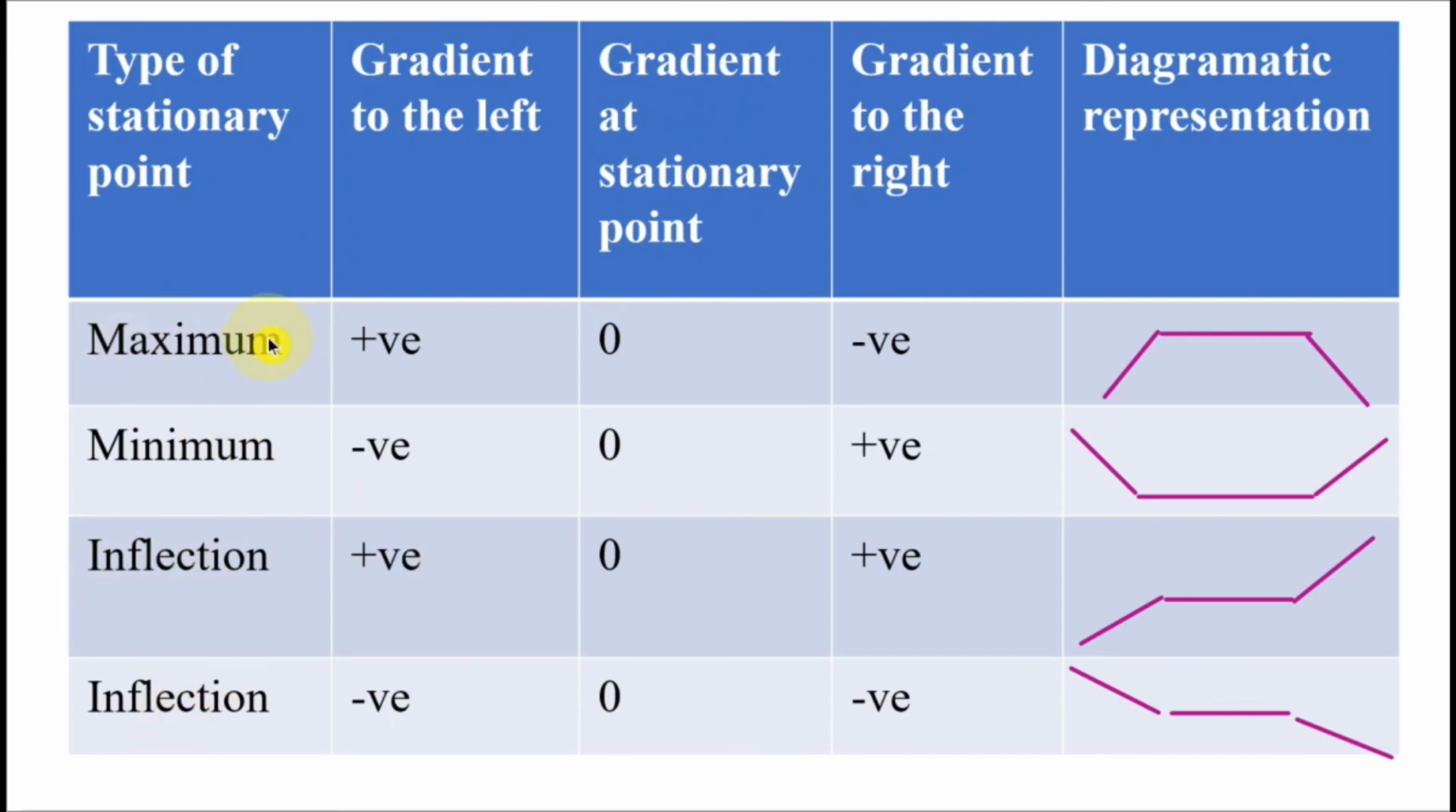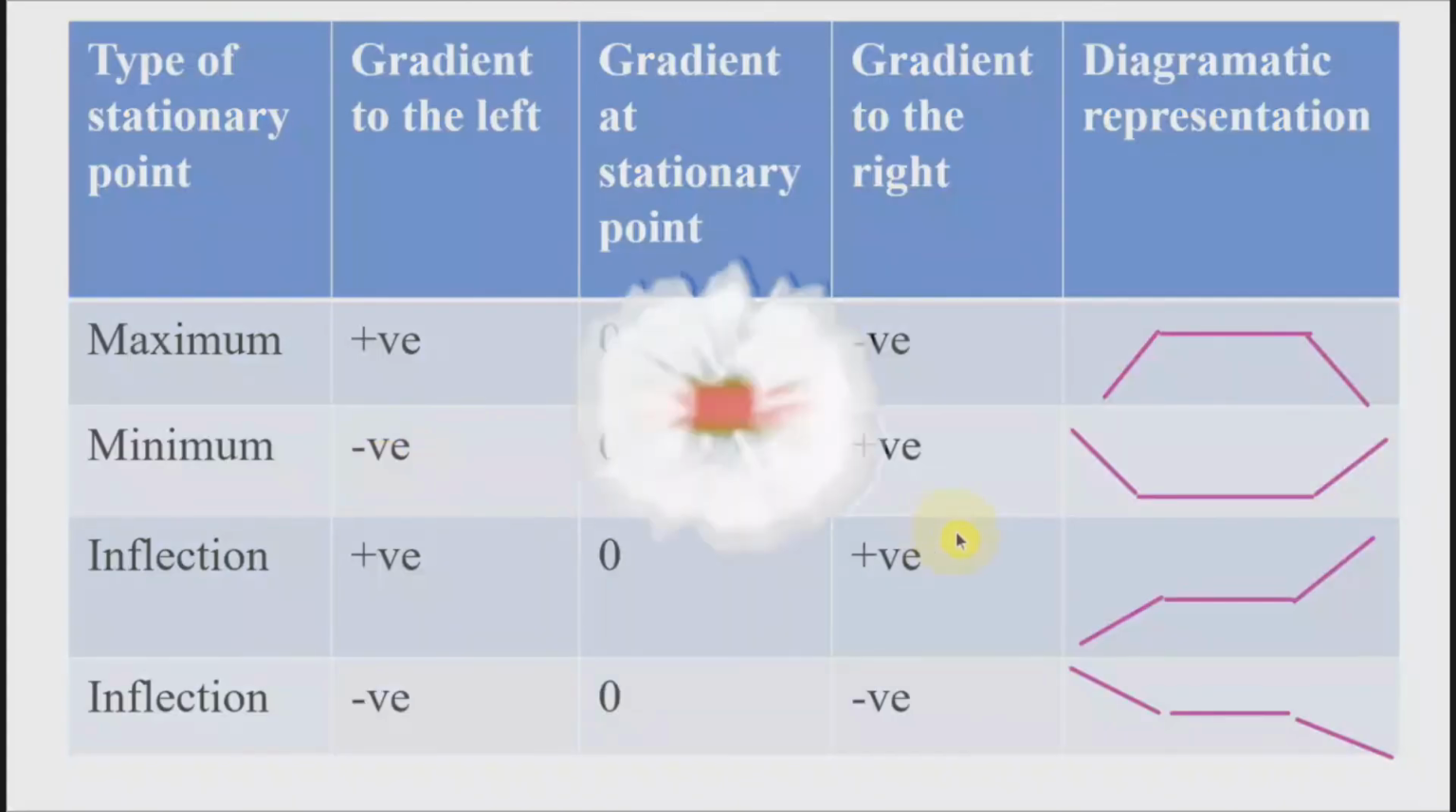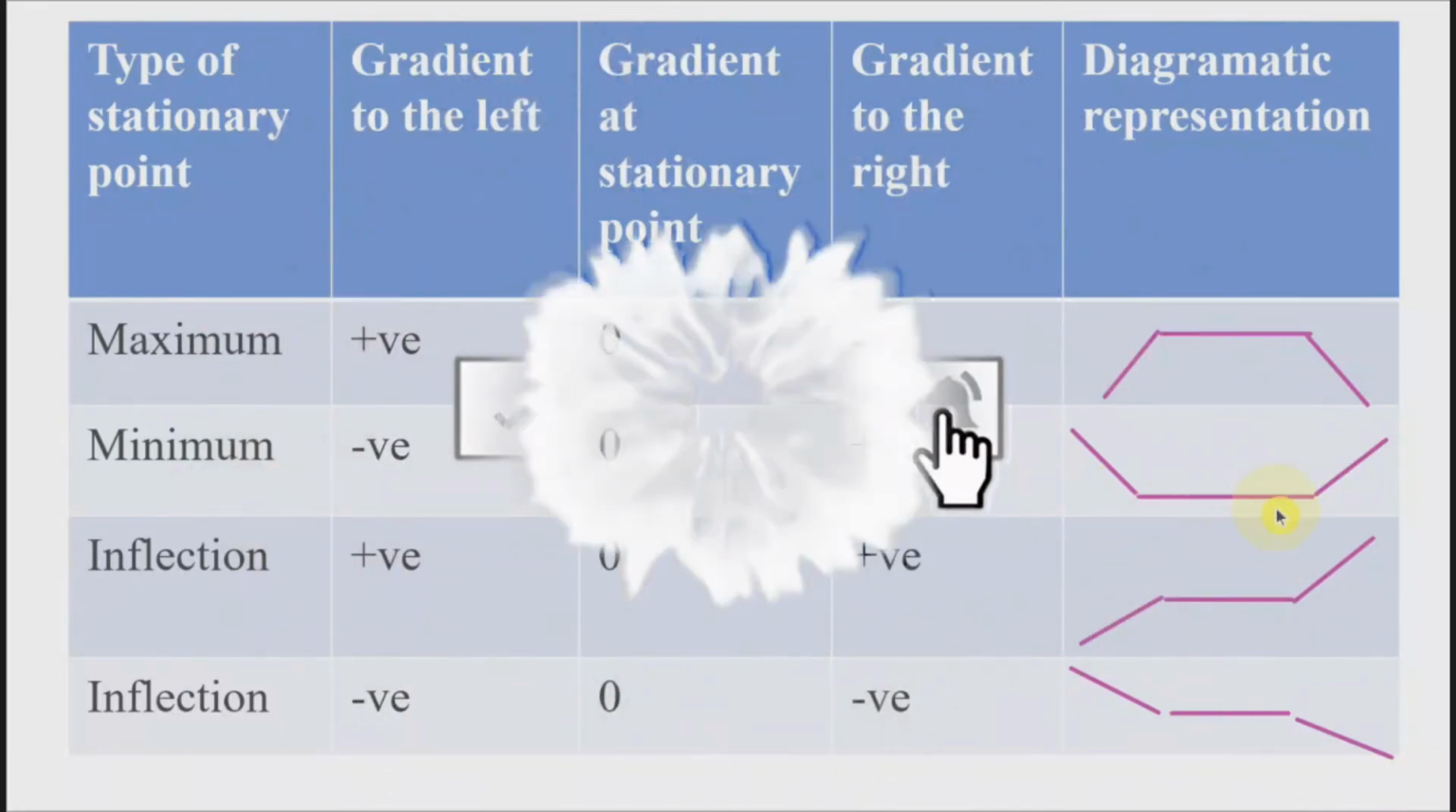Now a maximum point is indicated by this kind of curve. If you look at this kind of curve, these are starting from positive through 0 to negative. This is the sketch of that curve. This one is a maximum point. From positive on this side, 0, then negative. Then a minimum point, the gradient starts from negative through 0 to positive. I repeat that. Minimum point, the gradient moves from negative through 0 to positive.